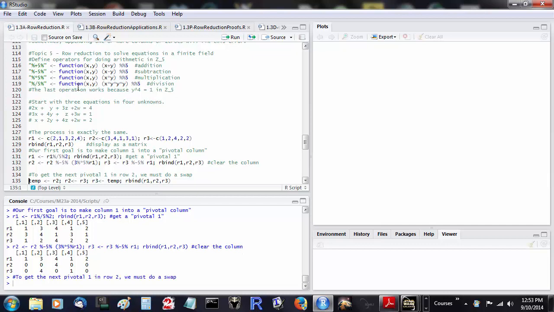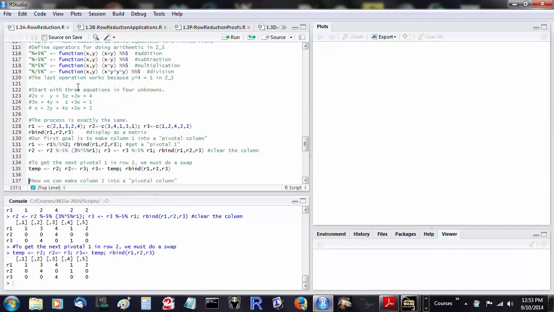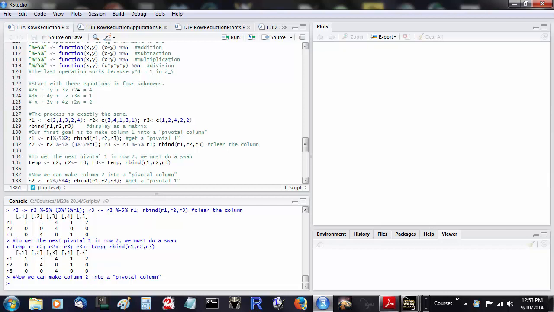Now a situation has arisen that we haven't seen before. We want the pivotal ones to move down and to the right. We're going to get more pivotal ones, but the next pivotal one should be in the second row, not in the third row. So what we do is swap the second row and third row. Now we can convert that 4 into a pivotal 1 by dividing by 4, which is exactly the same thing as multiplying by 4.